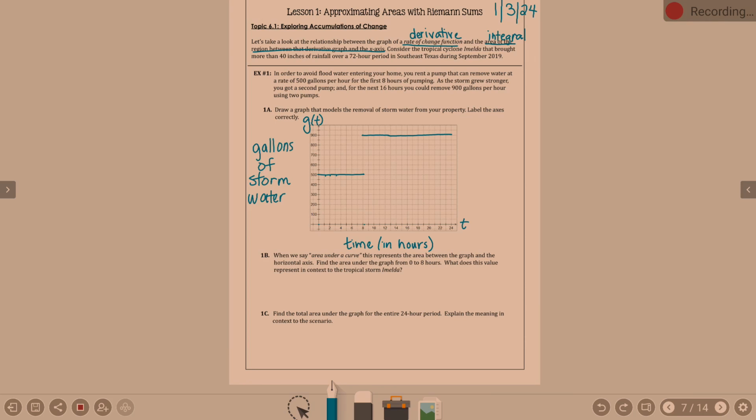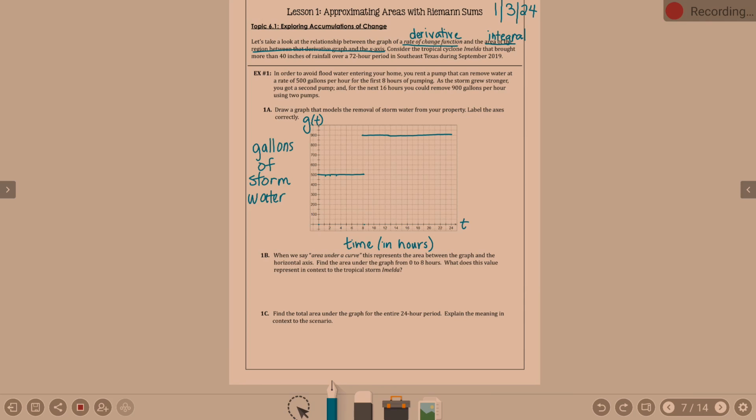Basically, it was 500 gallons per hour during the 7th hour up to the beginning of the 8th hour, or the first 8 hours of pumping. Because you have 0 to 1, 1 to 2, so then 7 to 8 is the 8th hour. And then 16 more hours takes it to 24.